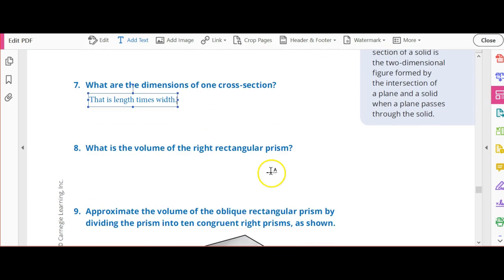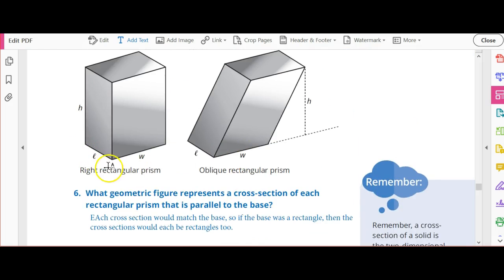Okay, and what is the volume then? So if one slice is length times width, and then we had, just like Cavaliere said, each slice was congruent. Who knows how many slices there are, right? But there's so many of them.